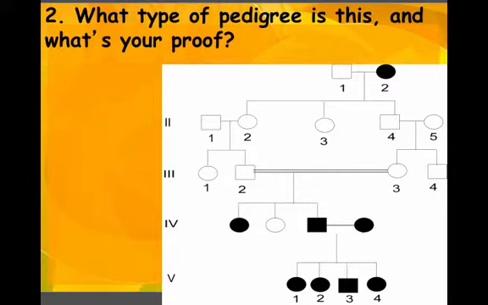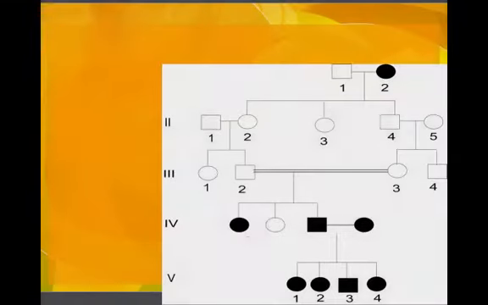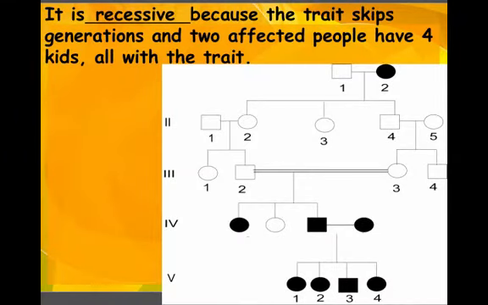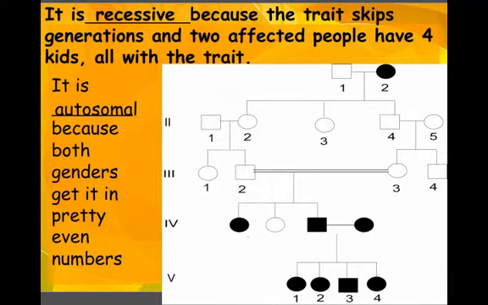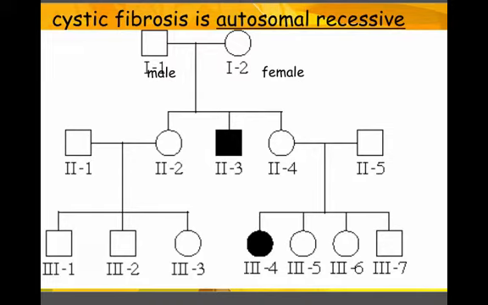In this one, we're trying to figure out, is it autosomal, or is it sex-linked? Is it recessive, or is it dominant? It is recessive because the trait skips generations, and 2 affected people have 4 kids with the trait. It's autosomal because both genders get it in pretty even numbers. Cystic fibrosis is an example of an autosomal recessive trait.